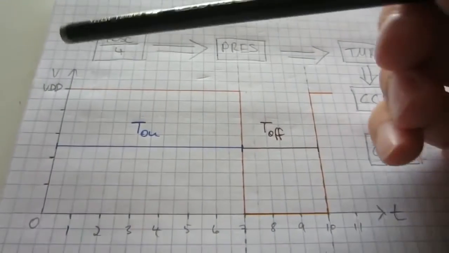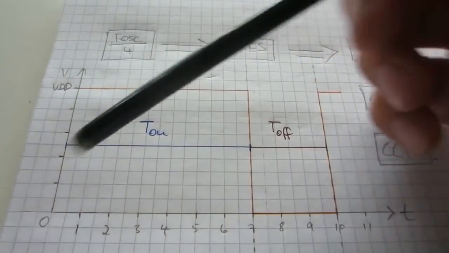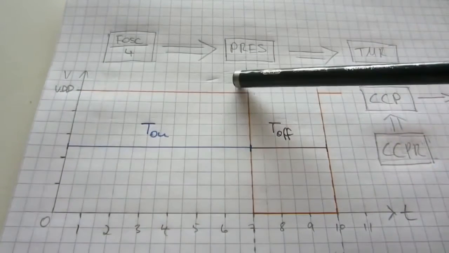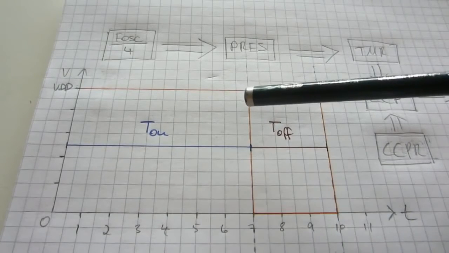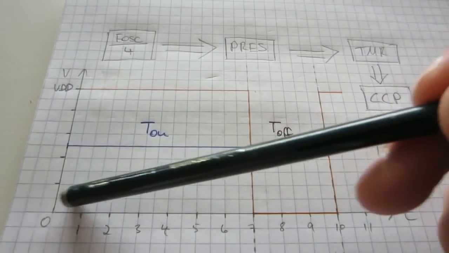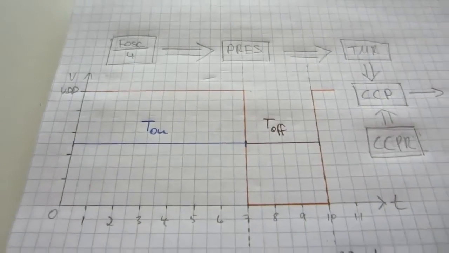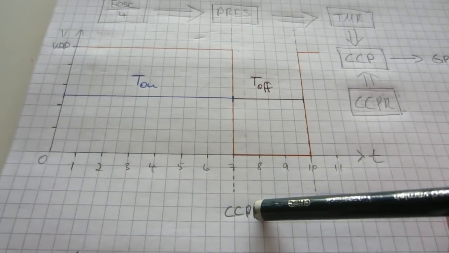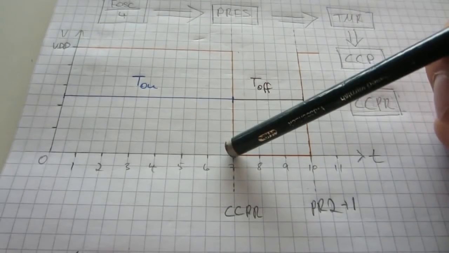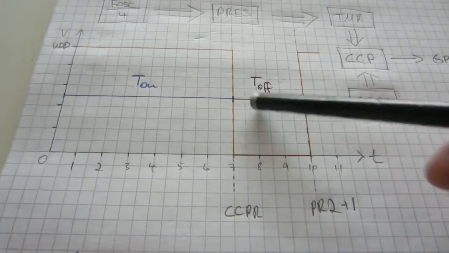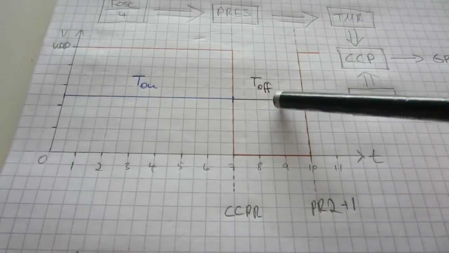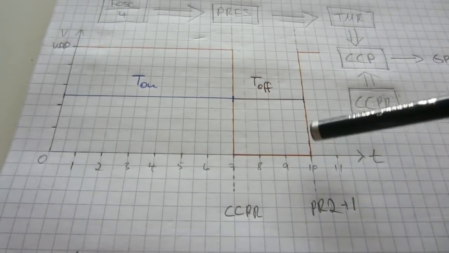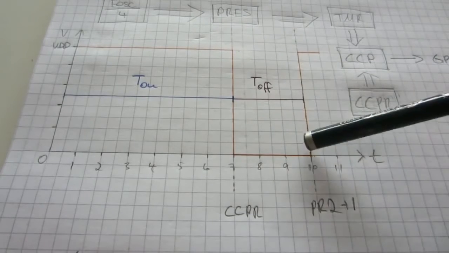So I've got a diagram here. We see this is the voltage on the pin and this is time. We can see in the on time our signal is high because we have an active high PWM. If this was an active low PWM, the signal would be low here. Then as soon as the timer count matches the CCP register, the pin gets toggled low, and then it's low for the off time of our PWM cycle. And then as soon as the timer overflows, we get a rising edge again, so the pin is set high again.